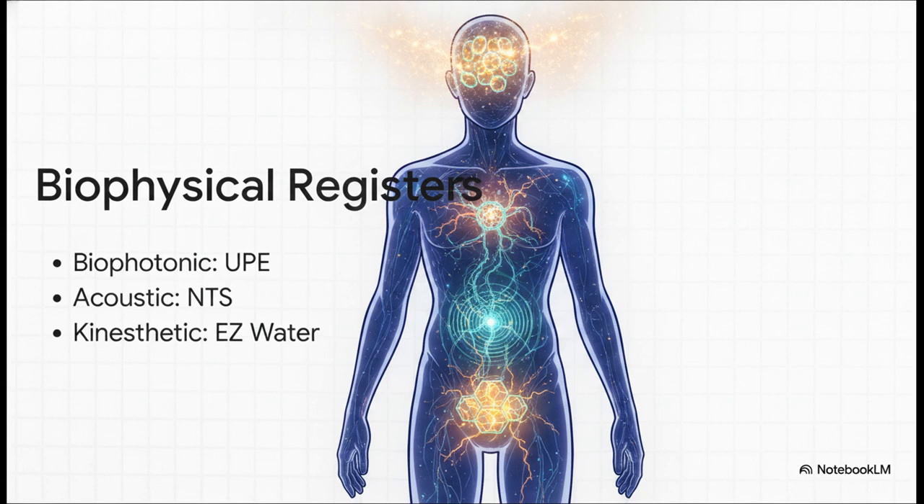Now, notice how these specific biophysical realities actually form the very hardware our biosoftware runs on. Our cells literally emit light. These are ultra-weak photon emissions. Meanwhile, our acoustic inputs are regulating our vagus nerve via the NTS. And on a kinesthetic level, that system relies on the fascial network acting as a literal semiconductor, which is driven by the electrodynamics of structured cellular water, commonly known as EZ water.